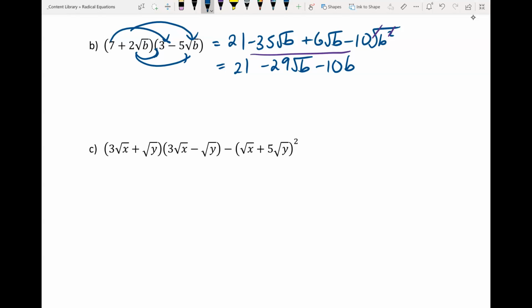That would be our final answer, but don't forget about your restriction. Remember to look at the original to see what our restriction is. So b here, again, has to be greater or equal to 0 because we can't have a negative square root.